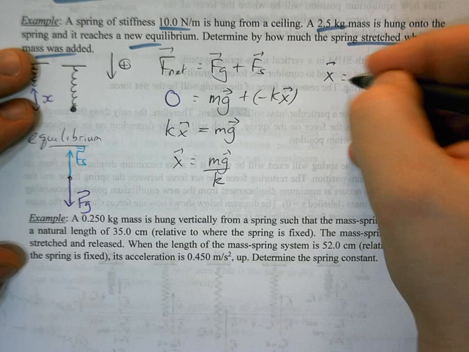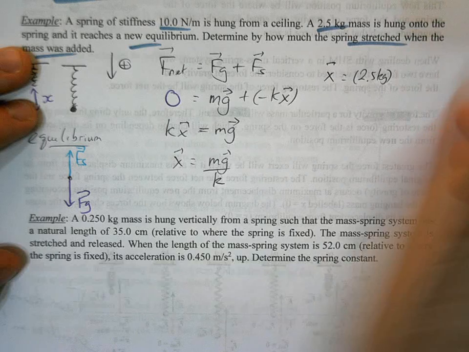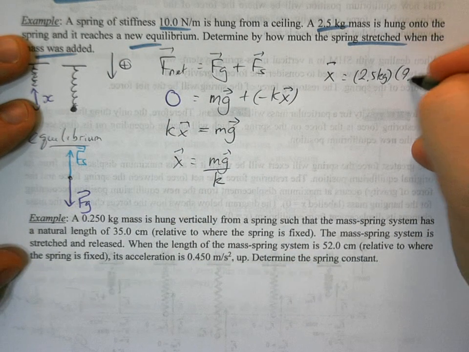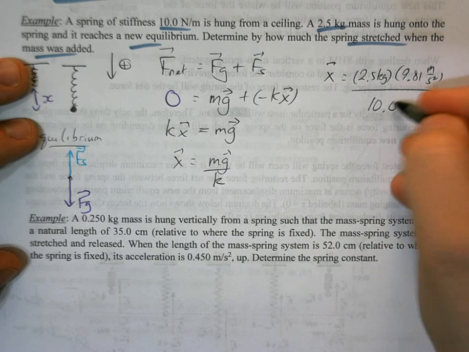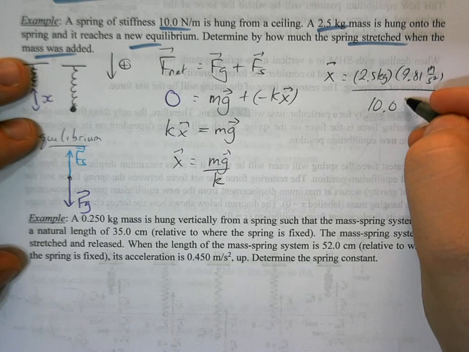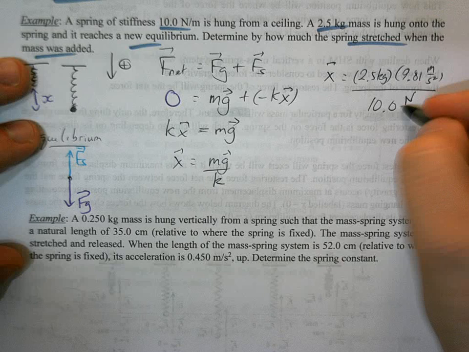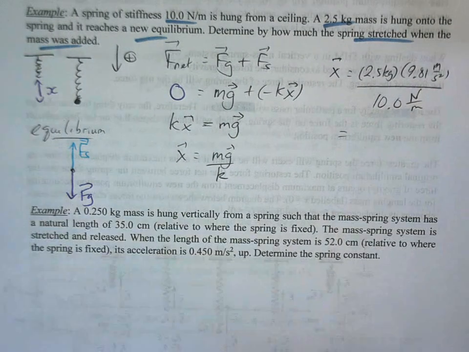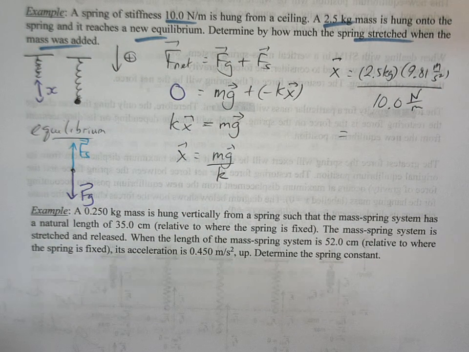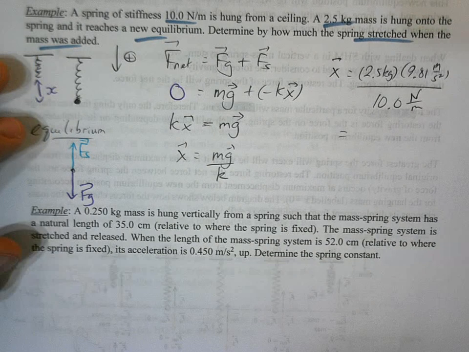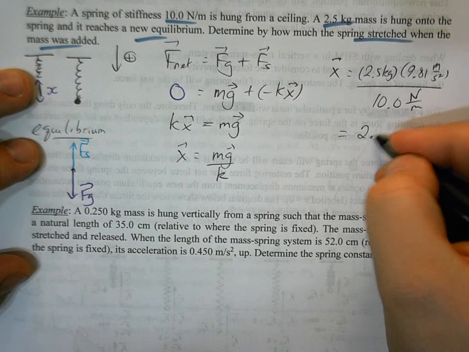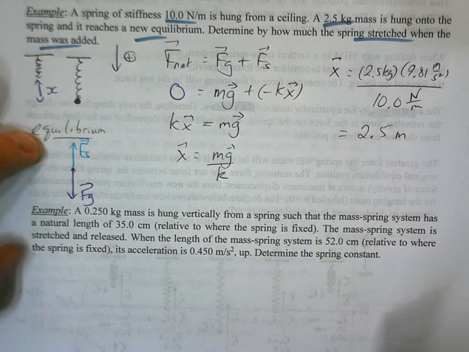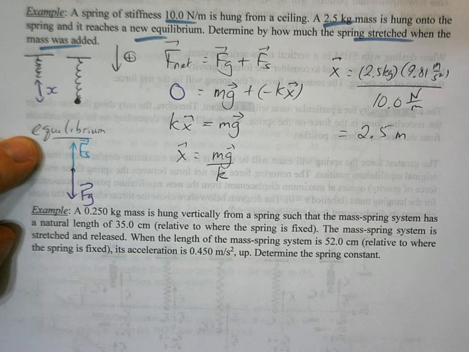The mass we're told is 2.5 kilograms. I've called down positive, so g is positive 9.81 meters per second squared. And k is not a vector, it is a scalar, so we don't have to worry about direction. So let's have a look. We have 2.5 times 9.81, and then we divide that by 10. We are going to get roughly 2.5 meters.